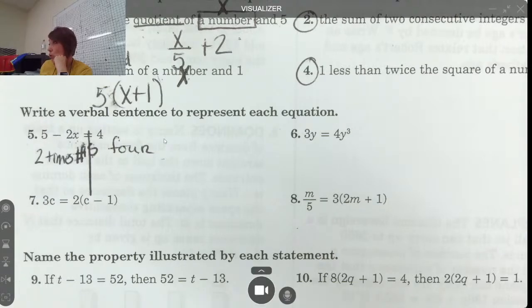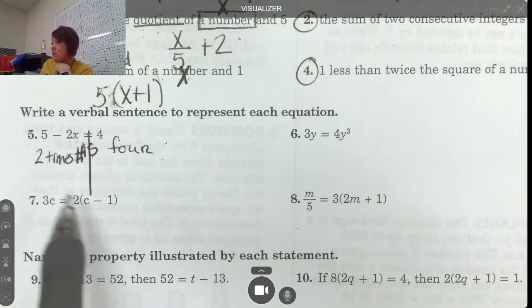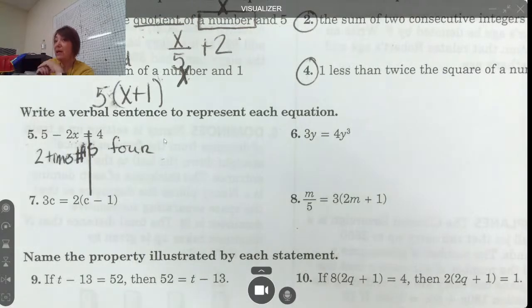So having said that, how would we say that? 2 less than 5. I already had it, but like you said that, I messed you up. I'm sorry. 2 less than 5. We could say 2 times a number less than 5. We could say that. What's an easier way to say it though?